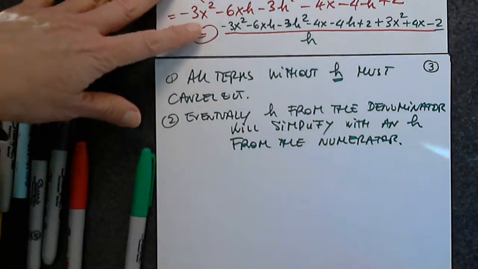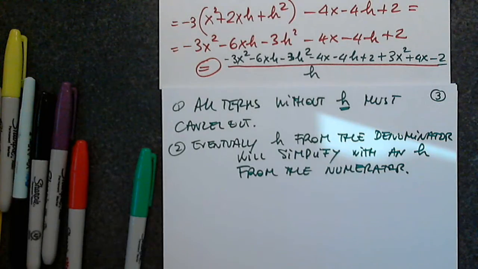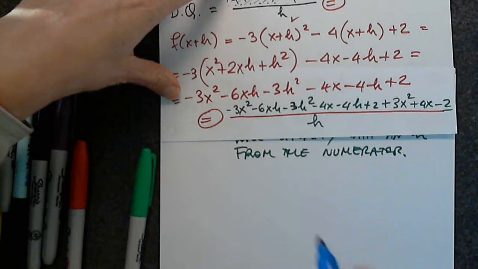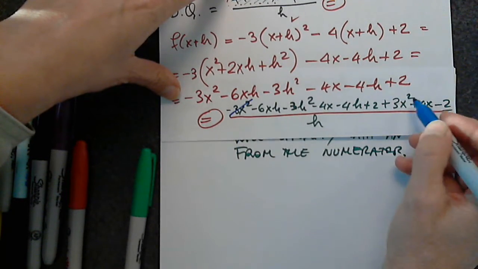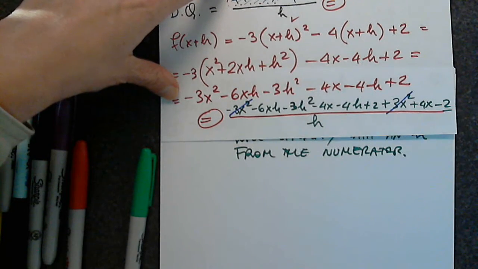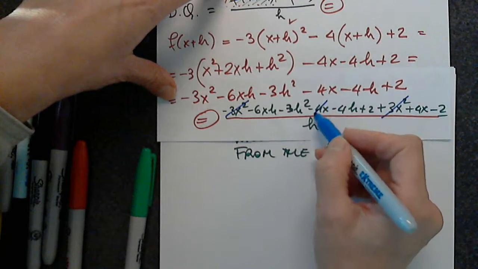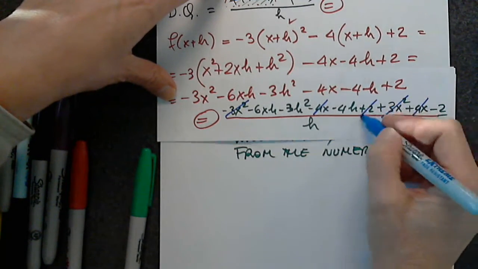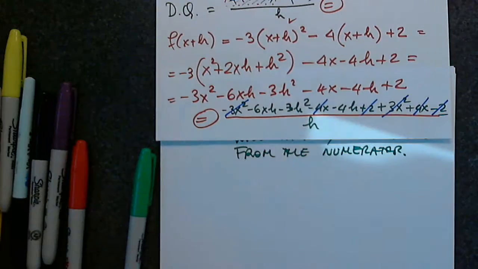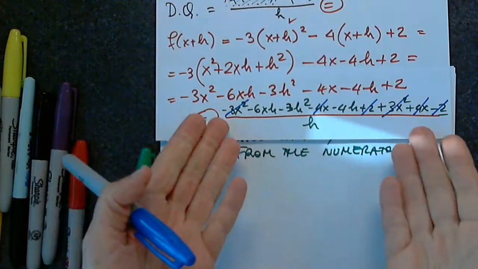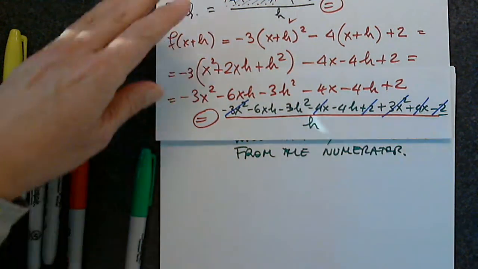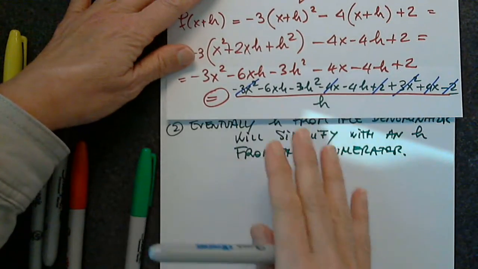Good. So now let's go back to the expression. I see a negative 3x squared with a positive 3x squared. I see a negative 4x with a positive 4x. I see a positive 2 with a negative 2. So is number one already fulfilled? Yes. We see that all terms without h indeed went away. Agreed? Perfect.